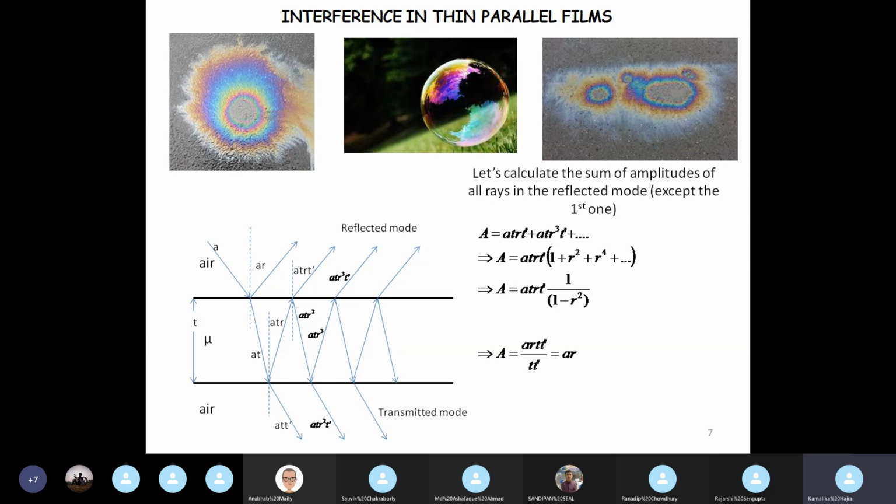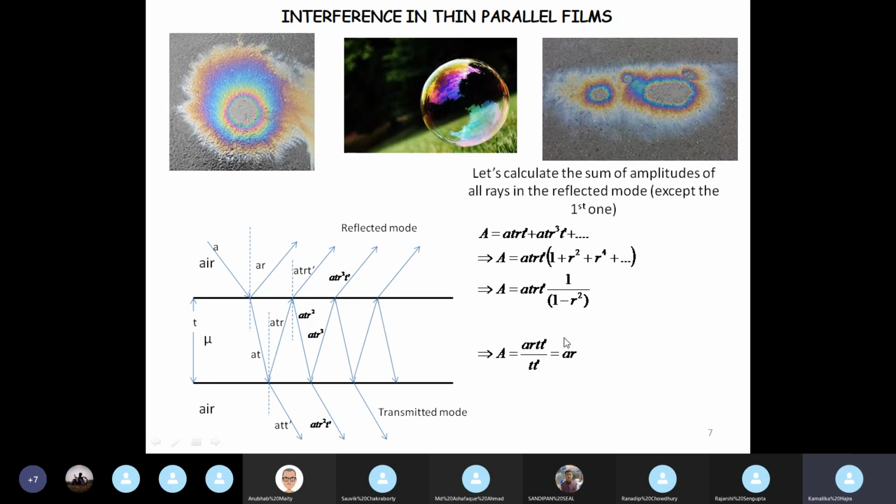So that amplitude will be AR, ATR T prime plus ATR cube T prime plus the next one will be ATR to the power 5 T prime, etc. So if you take ATR T prime common, then you are left with 1 plus R square plus R to the power 4 plus etc. So this becomes 1 by 1 minus R square.